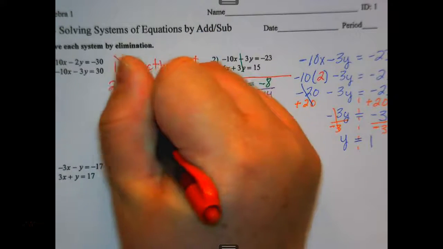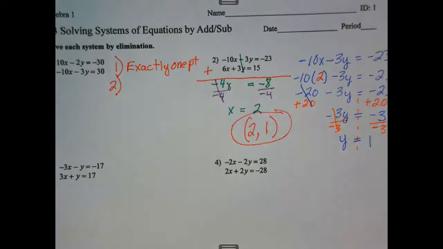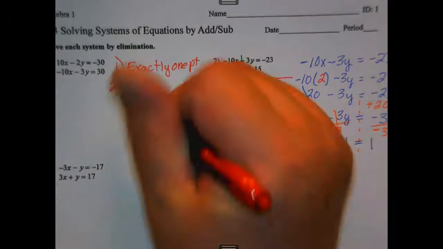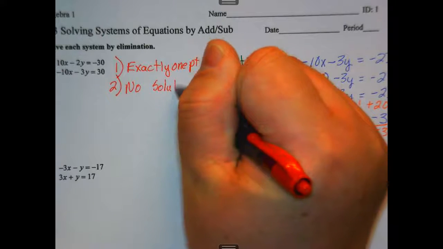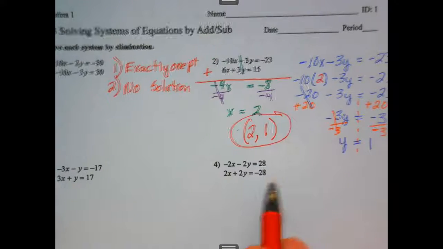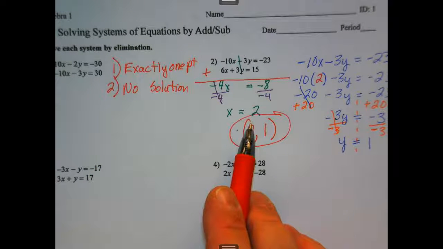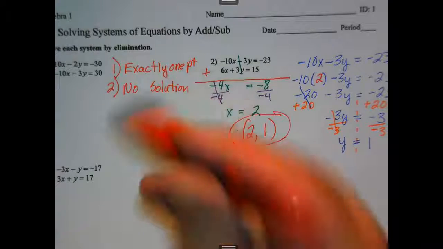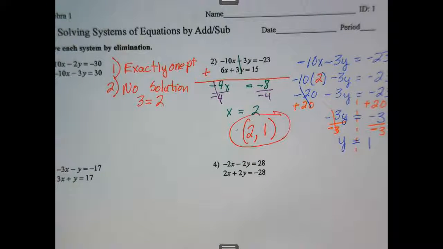Okay, what's the second scenario? Somebody said it. He's not here today. No solution, right? No solution. What does that look like when I'm doing it algebraically? Here I got x equals a number. A no solution would be something like 3 equals 2, an untrue statement.